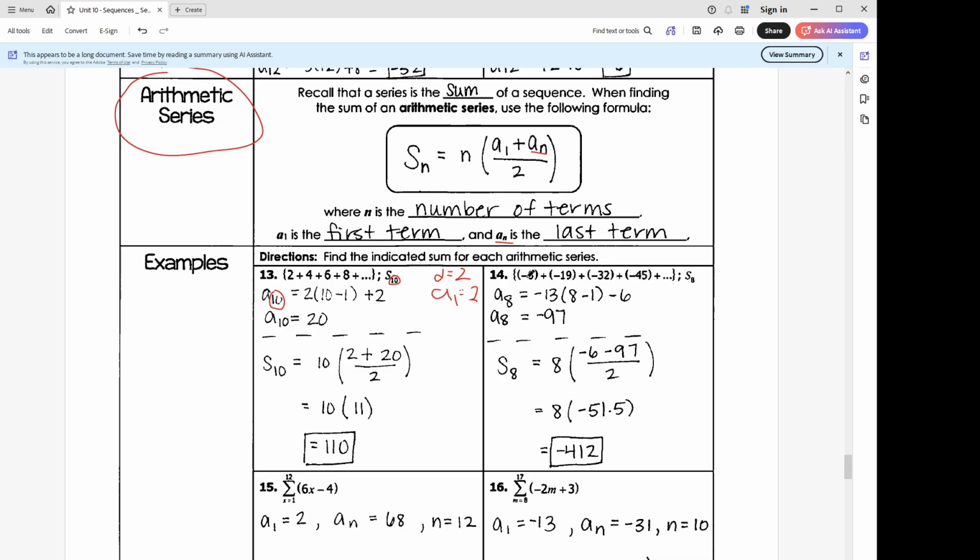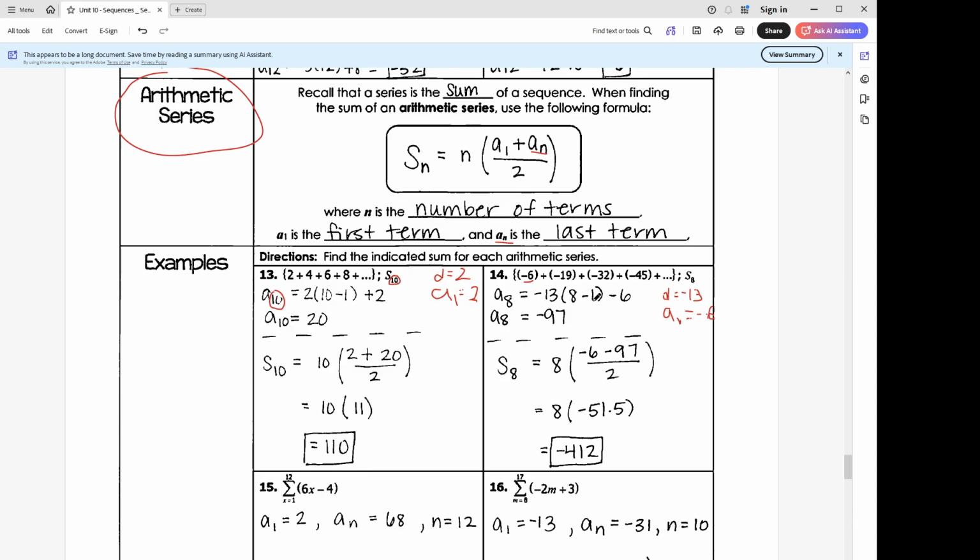We see that going from -6 to -19, and then from -19 to -32, it looks like we are subtracting 13 each time. And the first term in this series is -6, right? That's this one right here. So using the arithmetic sequence formula, a sub 1 became -6, and the common difference is -13.